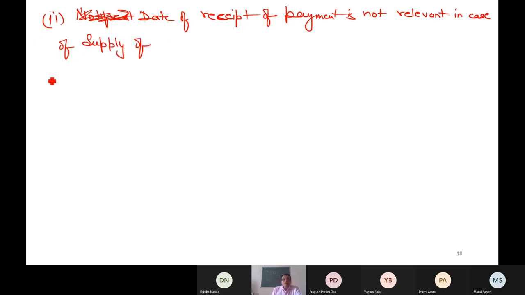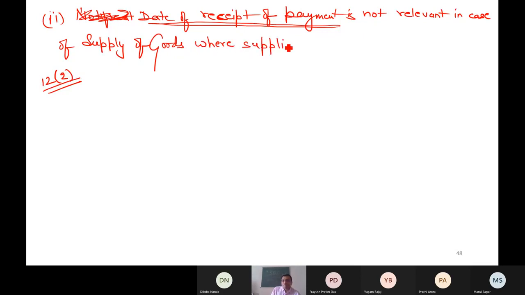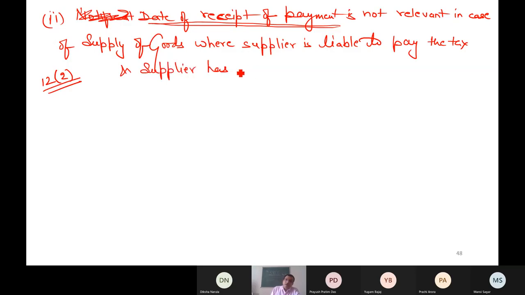I have discussed this in section 12.2 also. Same case if you remember, I think you will remember when I will start writing it completely. Date of receipt of payment is not relevant in case of supply of goods, where supplier is liable to pay the tax, and the supplier has not opted to pay tax under the composition levy scheme.